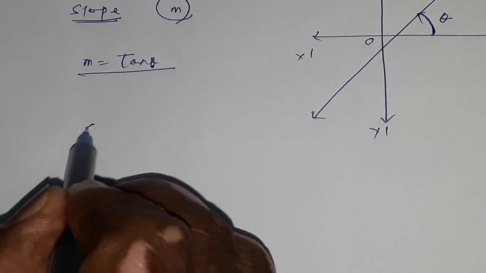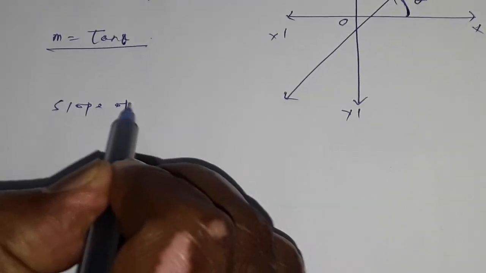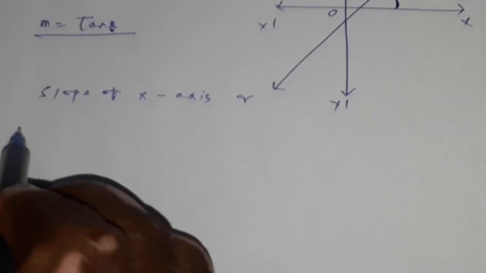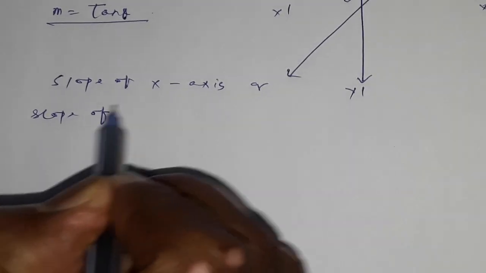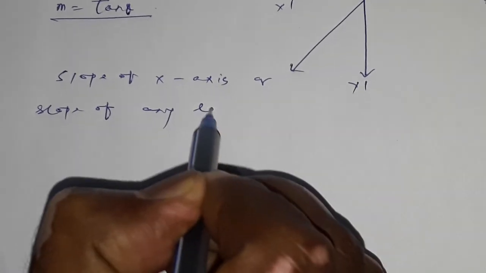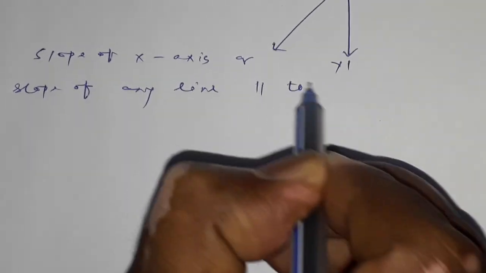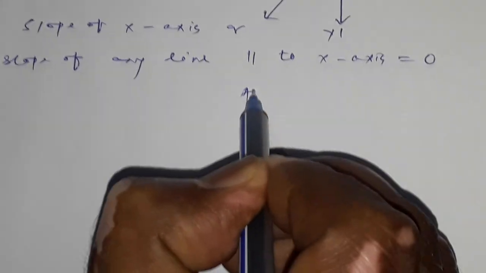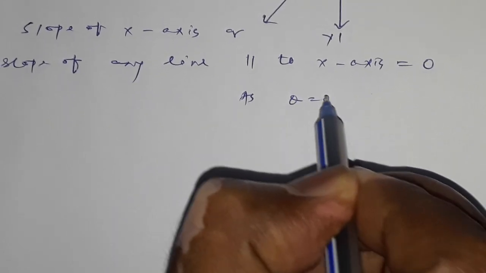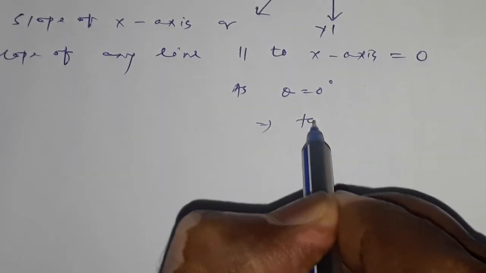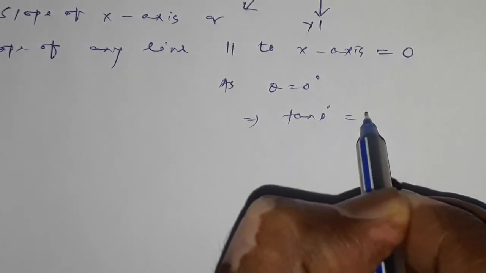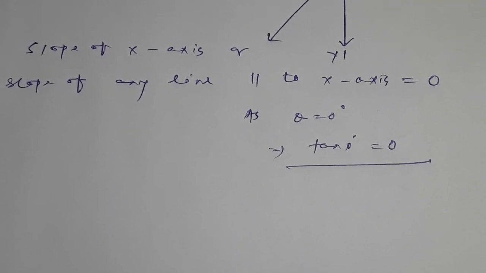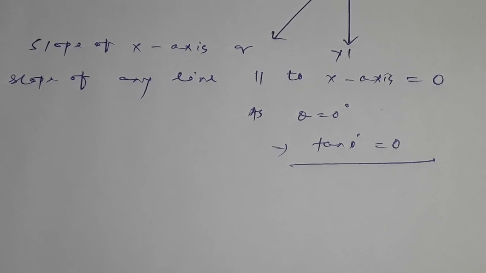That is, slope of x-axis or slope of any line parallel to x-axis equals 0, as here theta equals 0 degree implies tan 0 degree equals 0. So slope of x-axis or slope of any line parallel to x-axis equals 0.